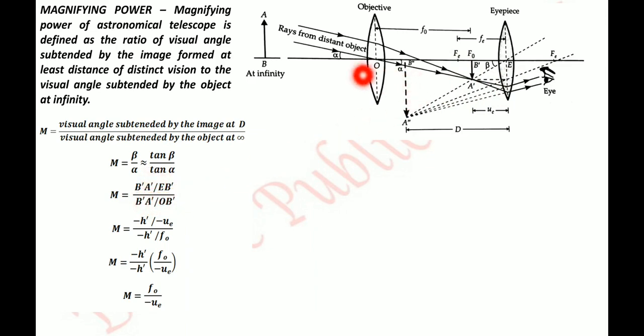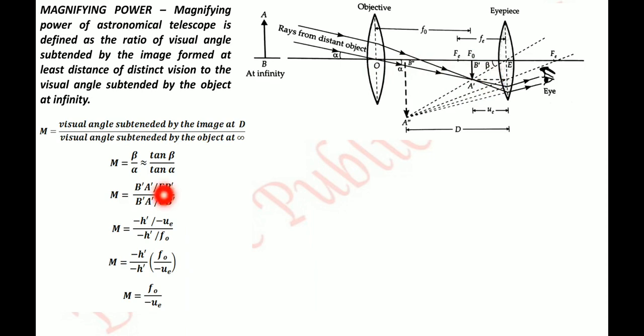Now tan alpha. If this angle is alpha, then this angle is also alpha because of vertically opposite angles. Now in this triangle, B dash A dash O, tan alpha is equal to B dash A dash upon O B dash.